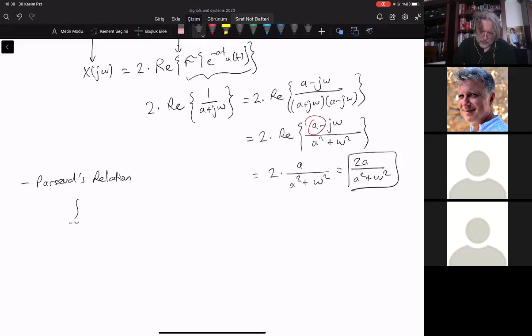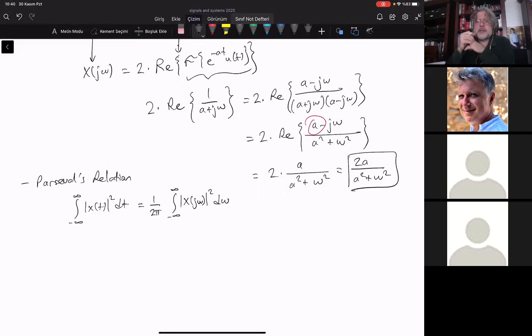What is the total energy of a signal? It's this, the integral of magnitude of x of t squared dt, the area under the magnitude squared time signal. This is the energy, and the same thing is valid in the Fourier domain as well, but only within a scaling factor of 1 over 2 pi. So you find the energy of the Fourier transform signal, magnitude squared d omega.